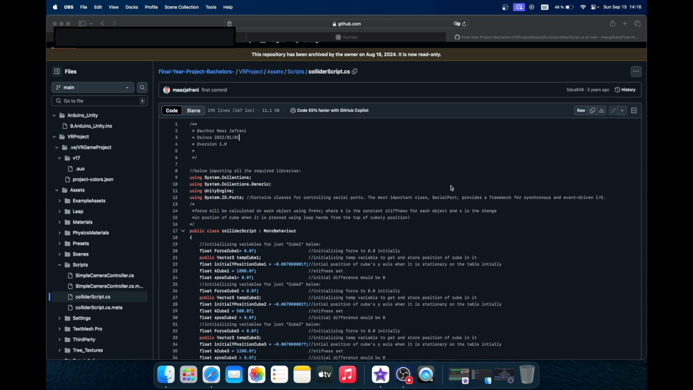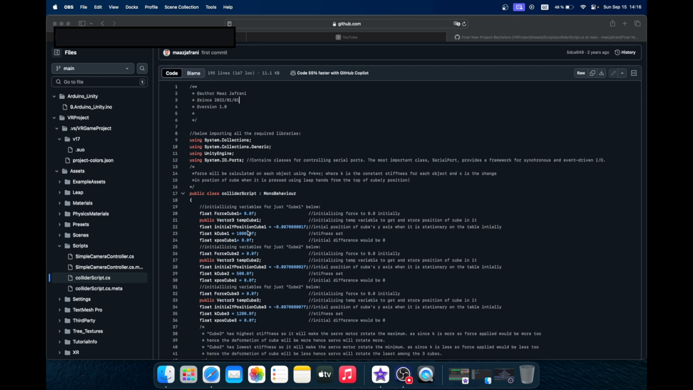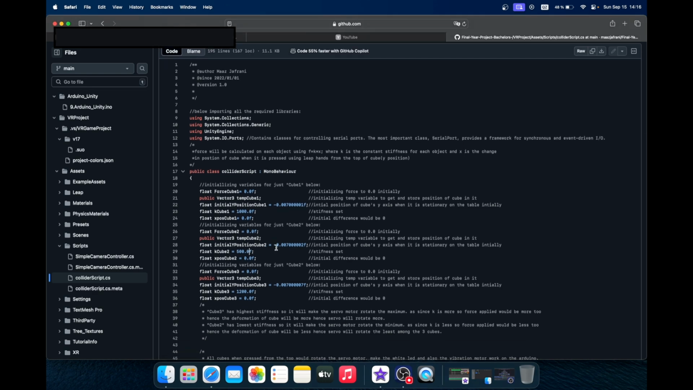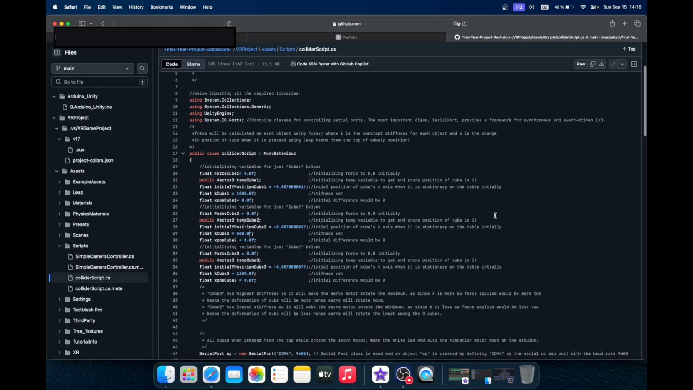So I gave initially k a number, such as you can see cube 1 had a stiffness of 1000, cube 2 had 500, cube 3 had 1200. So each cube has a different k constant, and then I was basically pressing on the top of the cube in the Unity scene. So the more the force is applied, the more the corresponding servo motor connected to the Arduino was rotating.